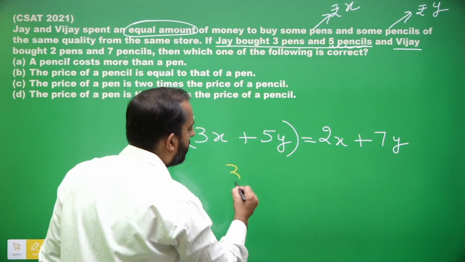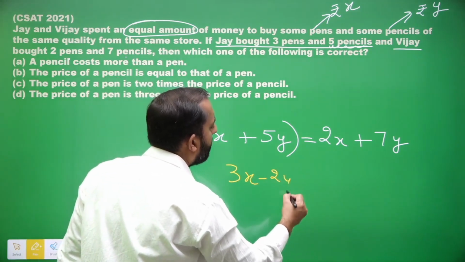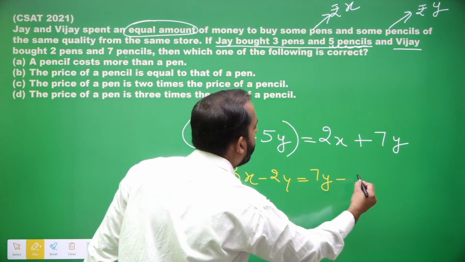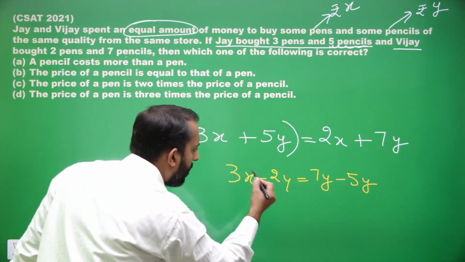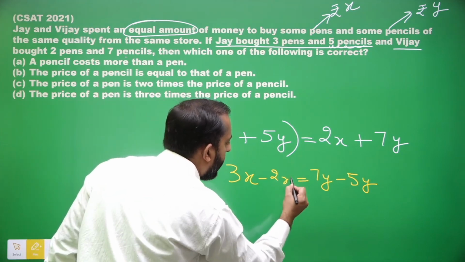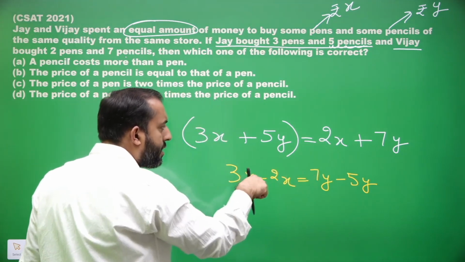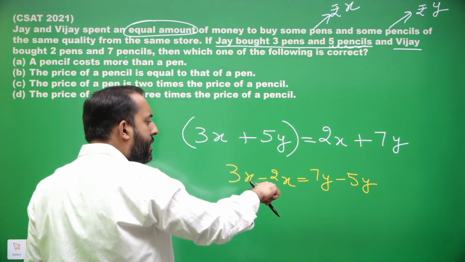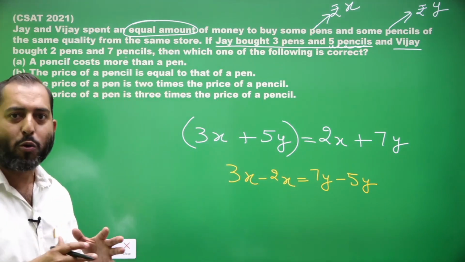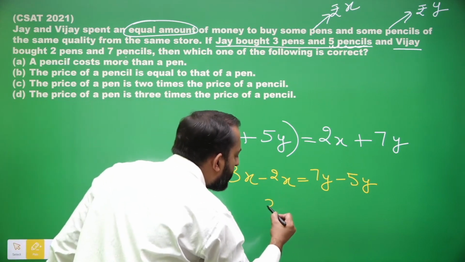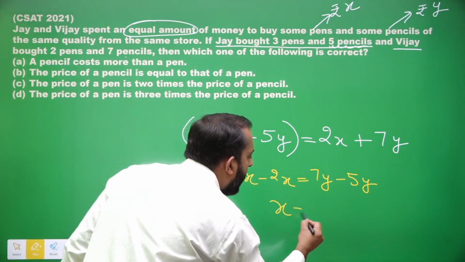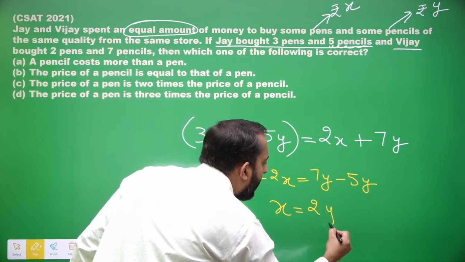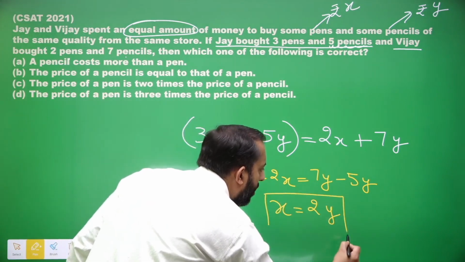So it becomes 3X minus 2Y equal to 7Y minus 5Y. Sorry, I'm really sorry, this should be X here, because 2X on the other side is positive 2X, so on the other side of equality, it will become negative 2X, okay? Now 3X minus 2X is going to give me X only, and 7Y minus 5Y is going to give me 2Y only.